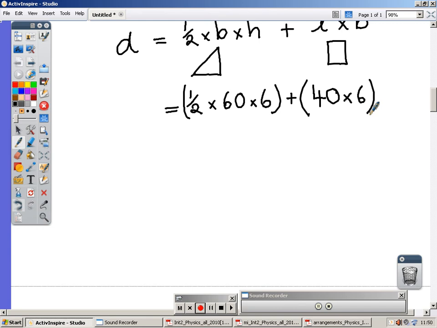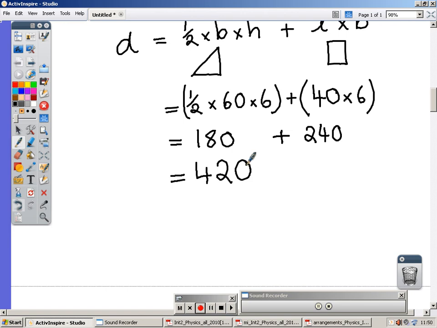So this bit's 180, check with your calculator. This bit should be 240. Add them together, the total distance travelled during the 100 seconds is 420 metres.